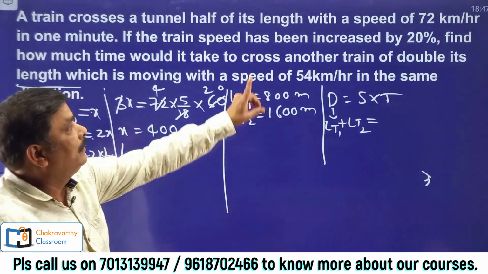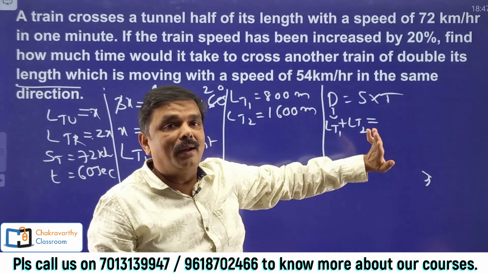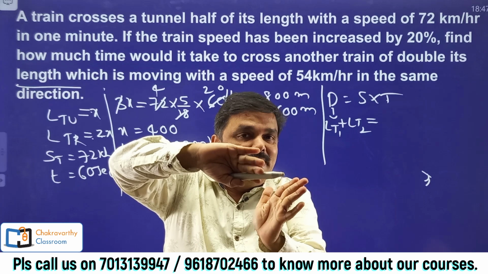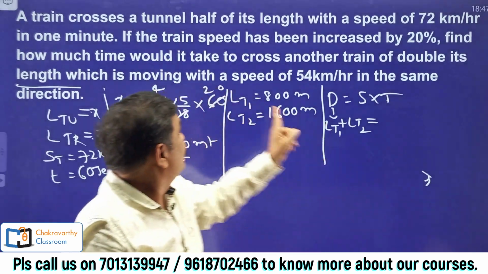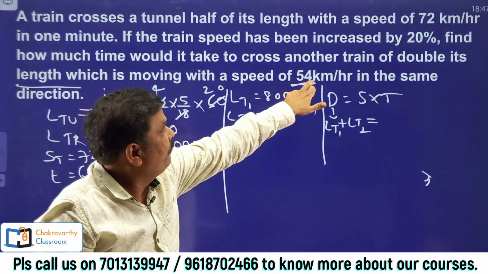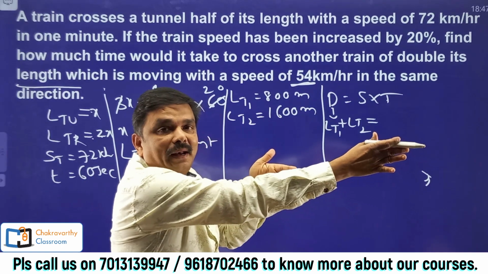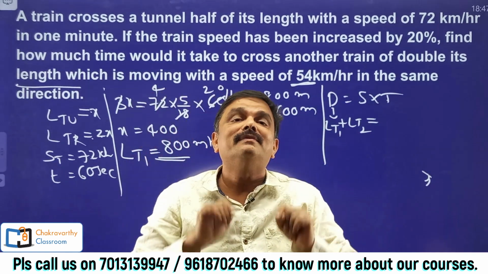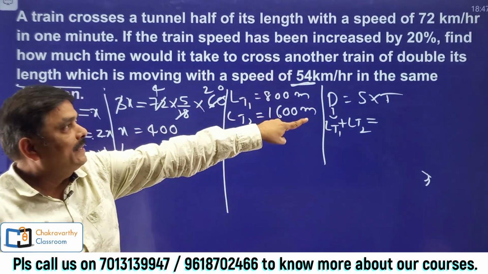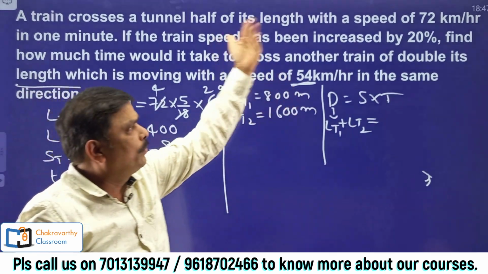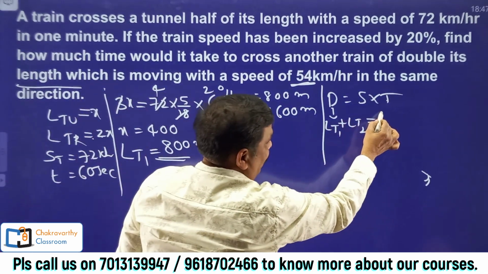Here what happens, the first train speed originally was 72 kilometers per hour. After that, the speed has been increased by 20%. We'll get some figure. And second train's speed is 54 kilometers per hour. Now, the first train is crossing the second train. In this case, that becomes the relative speed. Relative speed in the same direction means first speed minus second speed, because the faster one minus the slower one, obviously. Okay, so here it will become relative speed.